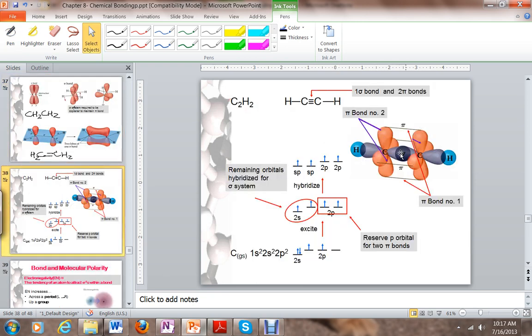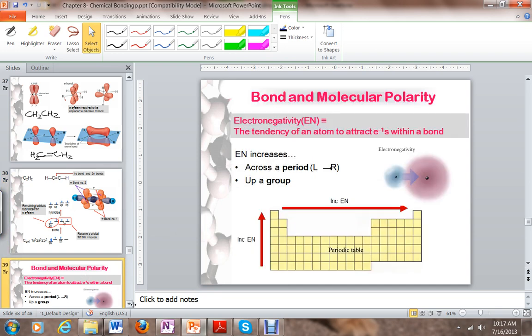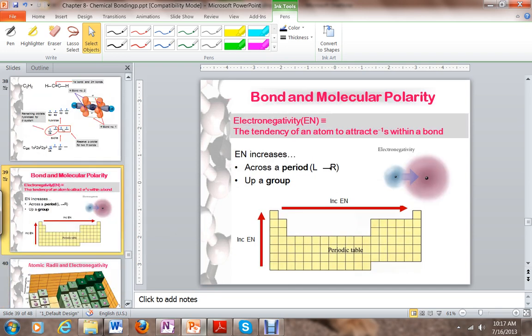Then we have here a triple bond. So for now, just see them, because I wanted to show you the picture from that lecture that we did there. So let's look at polarity.